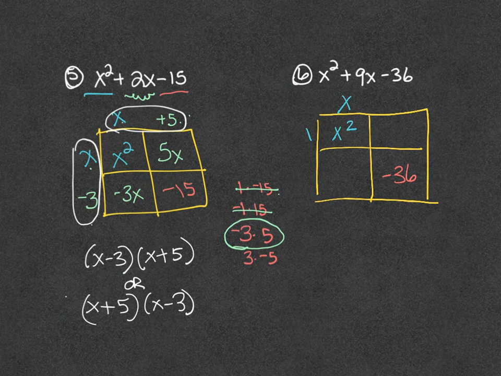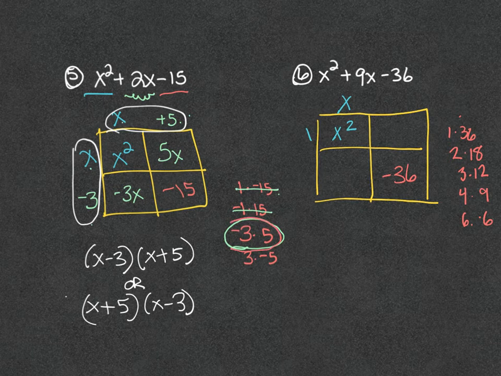And then I'm going to write down the factors of 36. So I'm going to have 1 and 36, 2 and 18, 3 and 12, 4 and 9, 6 and 6. Now, what I need to do is notice that I need to make a -36. And when I make a -36, that means that one of my factors has to be positive and one has to be negative.